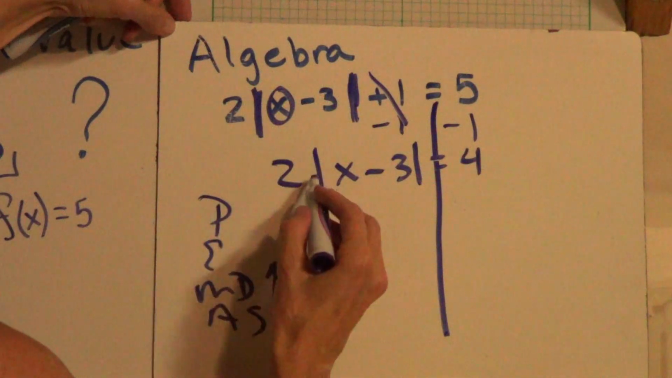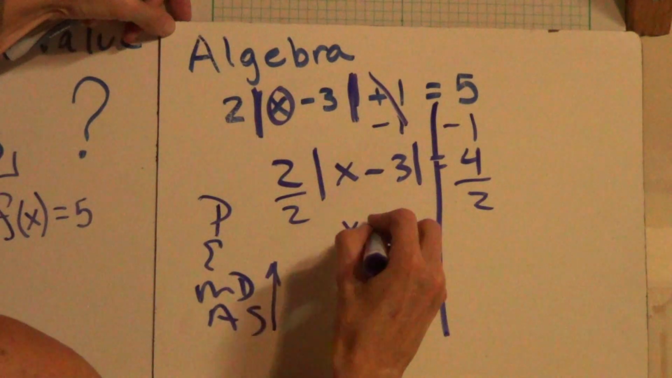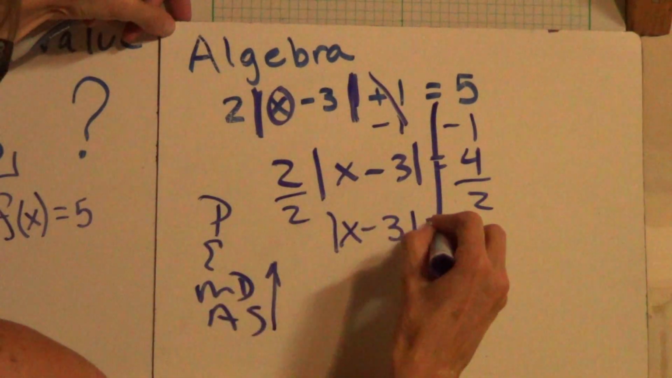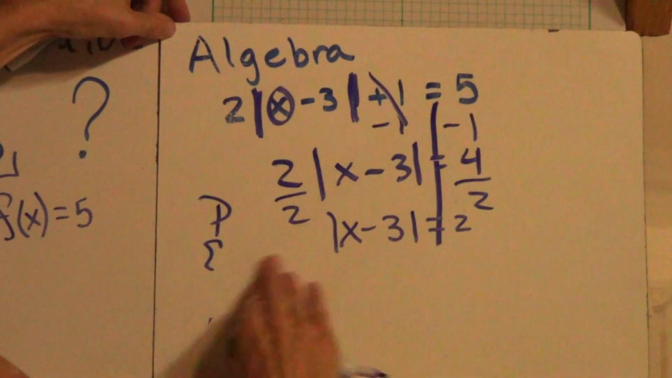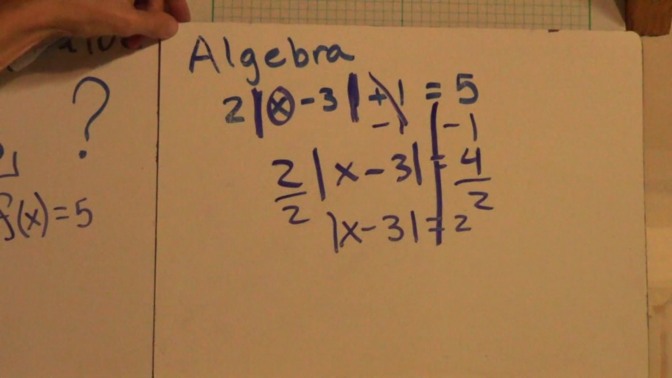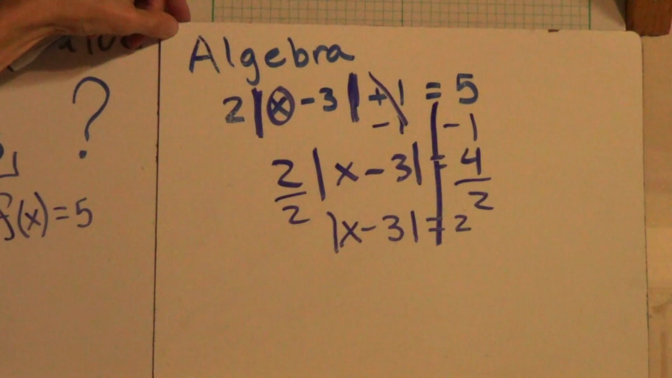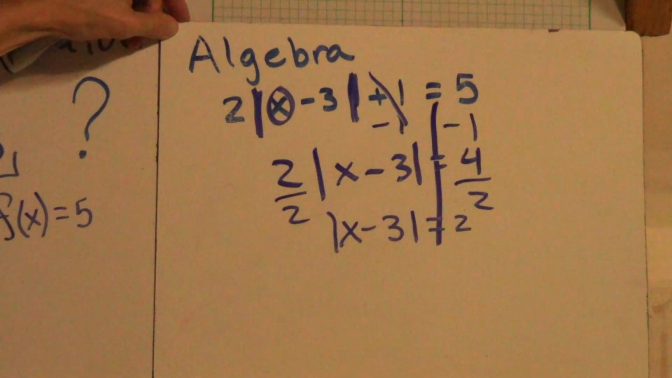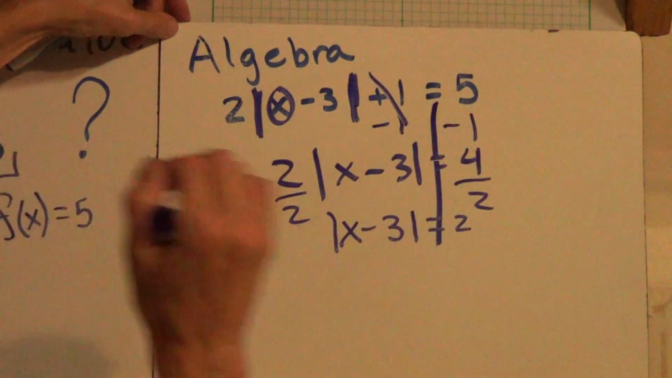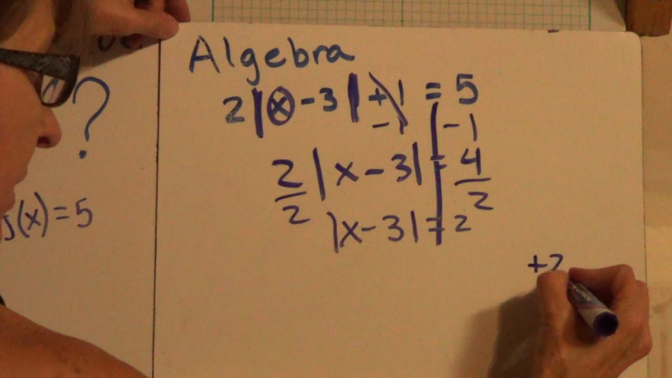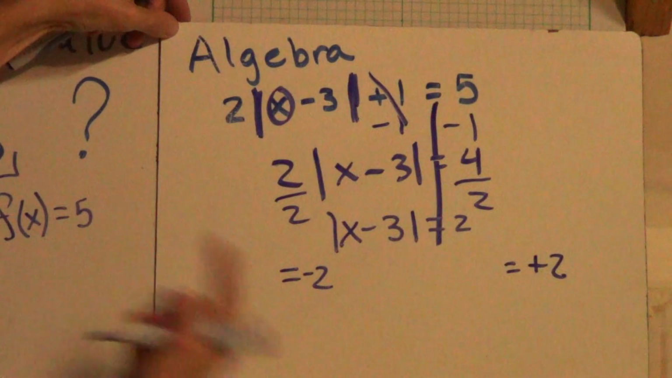Now get rid of this. It's being multiplied, so we divide. And we end up with inside the closet doors equals 2. Now we need to talk about what absolute value means. If you're saying it's a distance from 0, you are correct. The distance, remember, can go to the left or to the right. So we're saying the distance is 2 units. But that could be 2 positive or 2 negative, because it could go either direction.